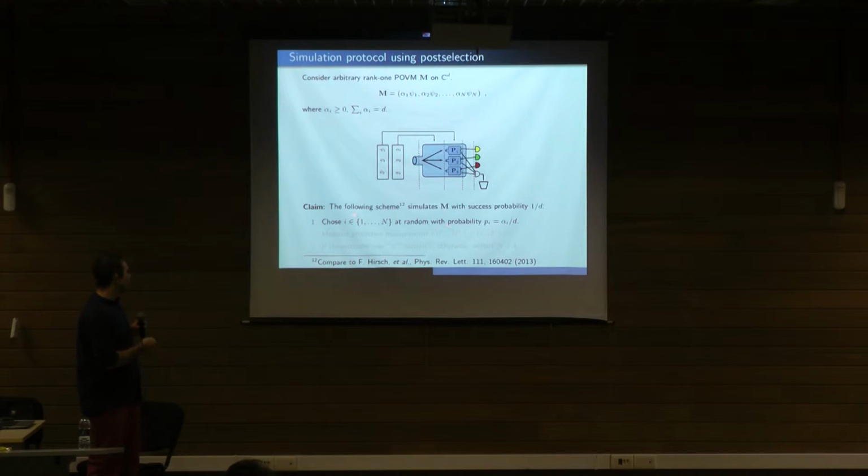So the scheme, roughly speaking, works like this. In the first stage, you choose some number i from 1 to n with probability equal to alpha i over d. Then upon this choice, you implement a two-outcome measurement, which is a projective measurement. You implement psi i or the negation of psi i. If the output was right, then you output i. Otherwise, you output this extra output n plus 1. One can prove that this measurement actually attains the success probability 1 over d.